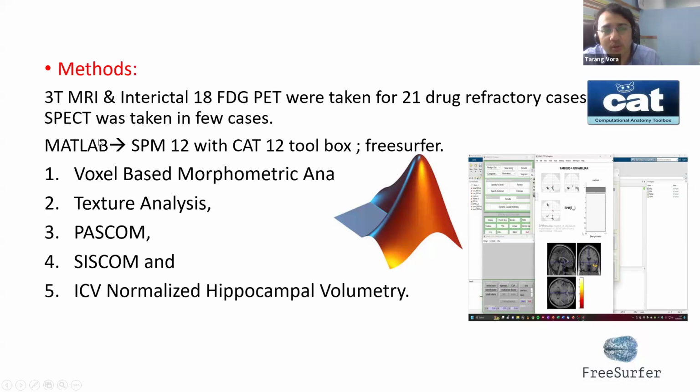We use the MATLAB software. We upload the images on SPM12. Then with the CAT12 toolbox and FreeSurfer analysis, we do the voxel-based morphometric analysis and texture analysis. SISCOM is something that I am not doing. Even though we are doing SPECT imaging also, SISCOM is outsourced to a person who does it on her own and helps us out with the cases. And I am doing ICV normalized hippocampal volumetry.